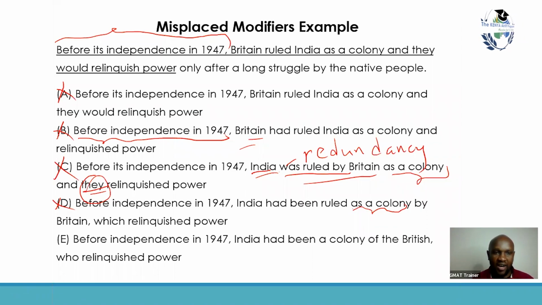First, of course, our error of consideration here was misplaced modifiers, and that is well corrected in E, because we have our modifier here: Before independence in 1947, India. The principle was that the noun or the subject being referred to should follow immediately after the comma that separates the modifier from the rest of the sentence. And that is the case here, because the noun India immediately follows the modifier. So before independence in 1947, India had been a colony of the British.